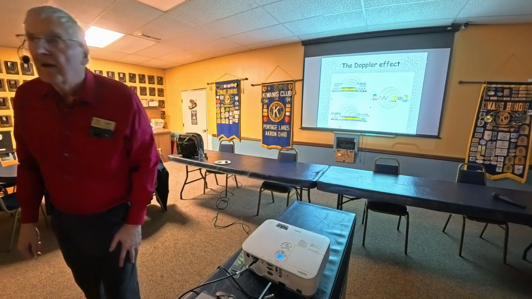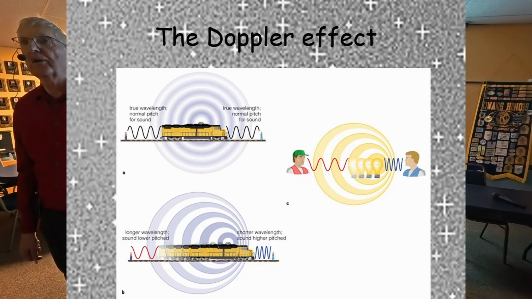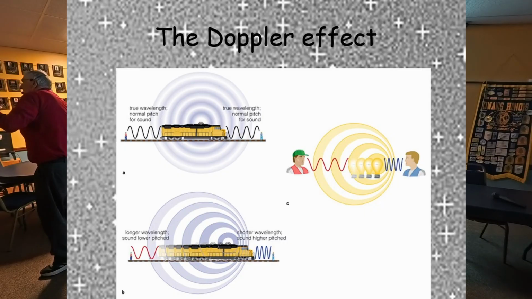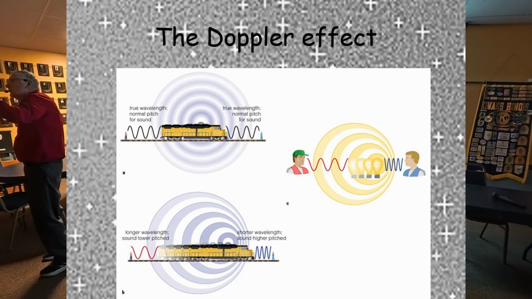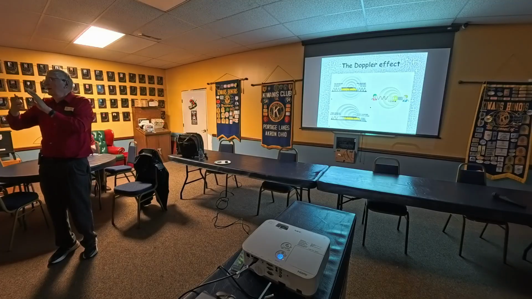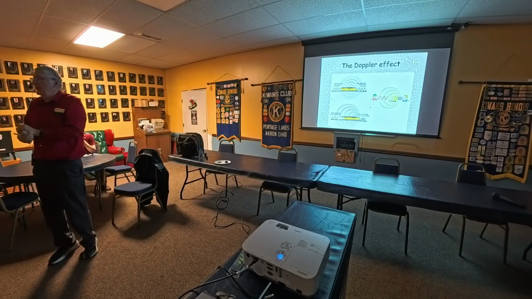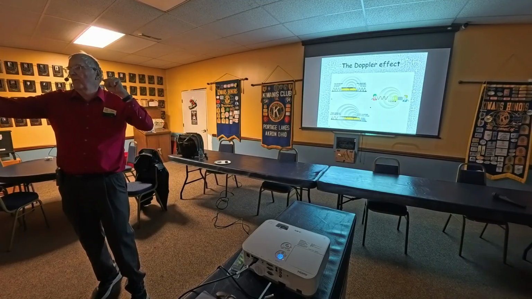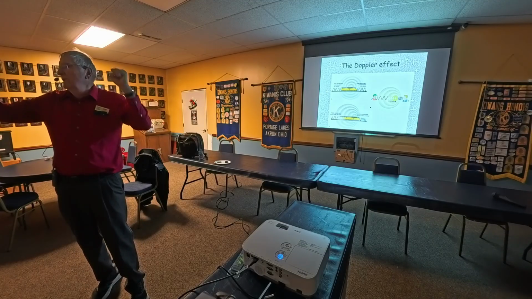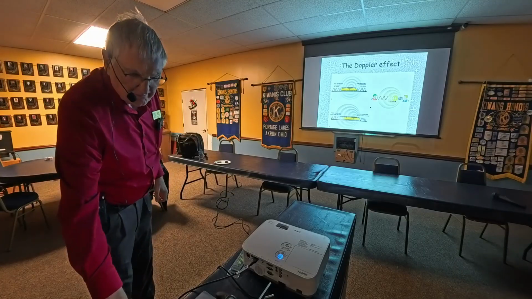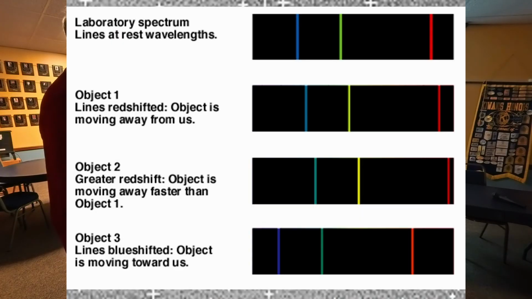The other thing that happens that you're probably familiar with is the Doppler effect. As an object is moving towards you, the light waves are scrunched together. Shorter wavelengths are blue, so we call that blue shift. If it's moving away from you, the light waves are stretched out. Longer wavelengths are redder, and so we call that a red shift. And that's just sort of an example of it.